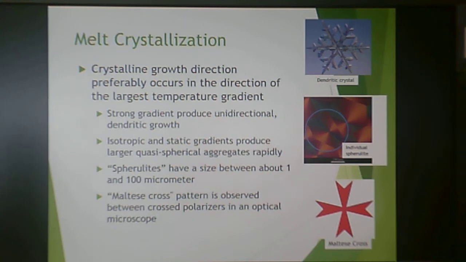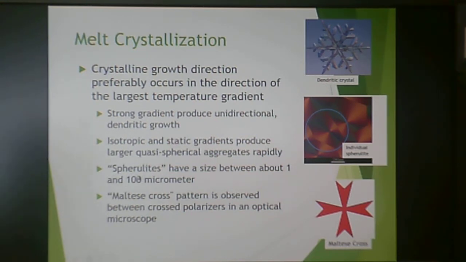Crystal growth occurs in the direction of the largest temperature gradient. So here we have a dendritic crystal, also known as a snowflake. A dendritic crystal grows out from a center point in all directions. If you have a strong growth gradient, that usually is unidirectional dendritic growth. In other words, this is cooler than the center. If you have isotropic and static gradients, you get larger quasi-spherical aggregates rapidly. This is kind of an isotropic gradient, so you're cooling everything down equally in all directions.